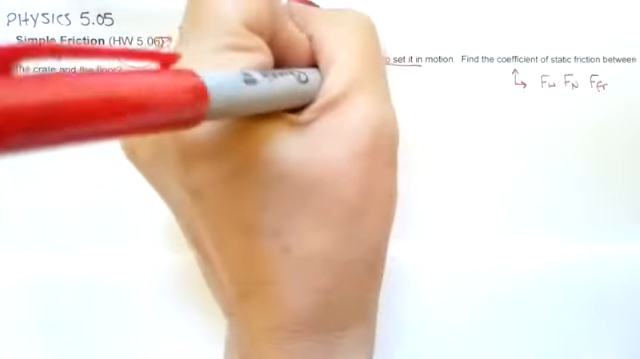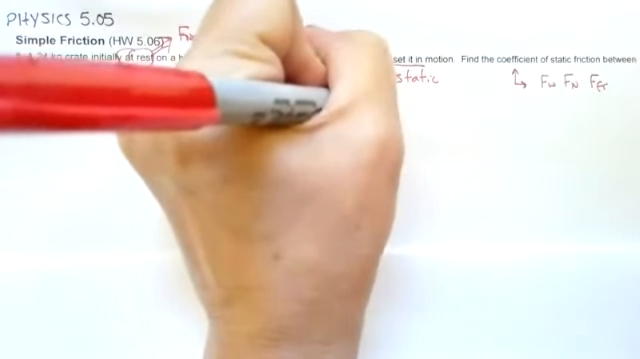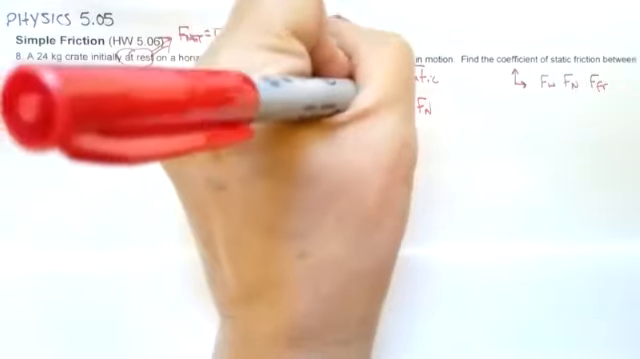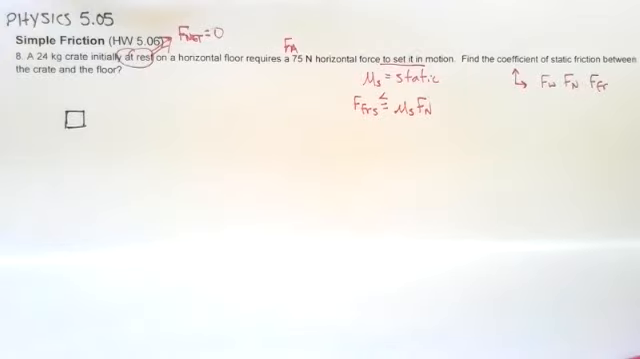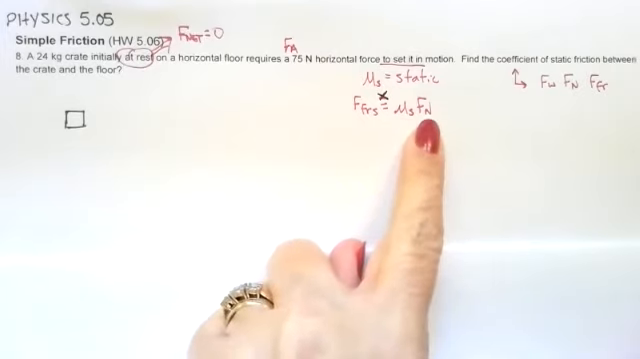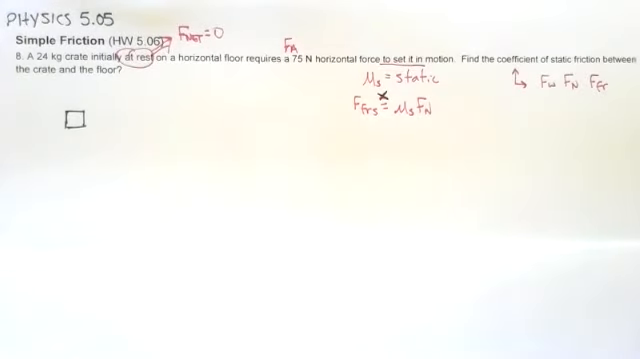And if we're at the point where we're just setting it into motion, so we haven't started moving yet, we're talking about static friction, so we're talking about mu sub s. Remember, we said that this could be less than or equal to? Well, because it's when motion just begins, they're equal. So my static friction force equals my coefficient of static friction times the normal force. Okay, so first of all, the net force has to be 0.